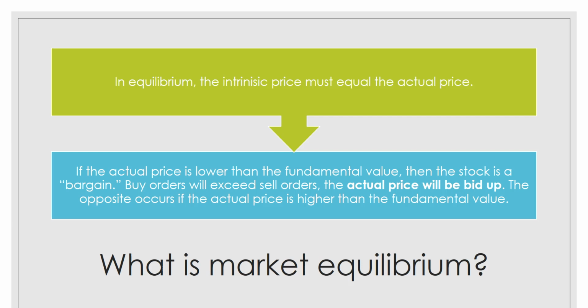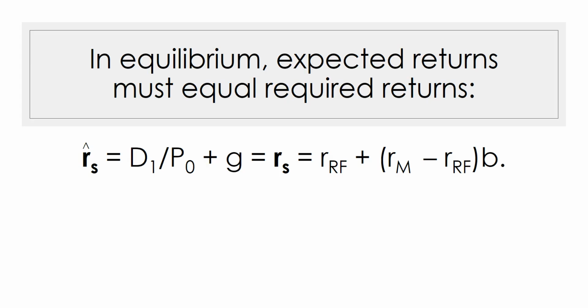So at equilibrium, the intrinsic value must equal the actual stock price. If the market price is different than the intrinsic value, then that is going to cause either an increase in demand or a decrease in demand, which will cause prices to change. If the actual stock price is lower than the intrinsic value, then investors are going to want that stock because it's underpriced. Demand will increase and the stock price will increase because of the increased demand. And the opposite is true as well. So in equilibrium, the intrinsic value must equal the actual price.